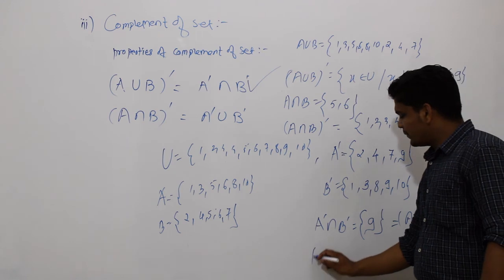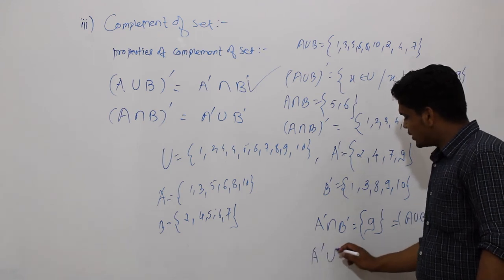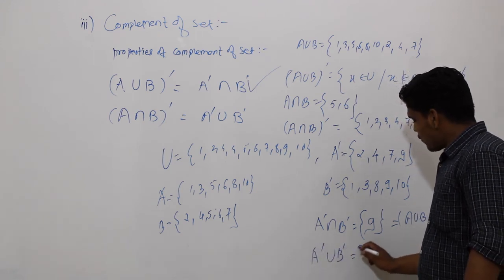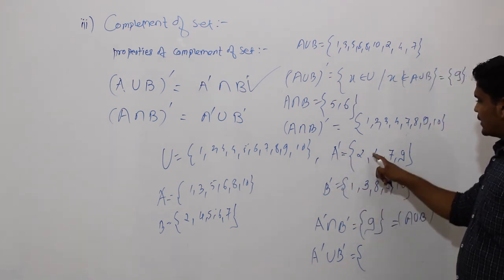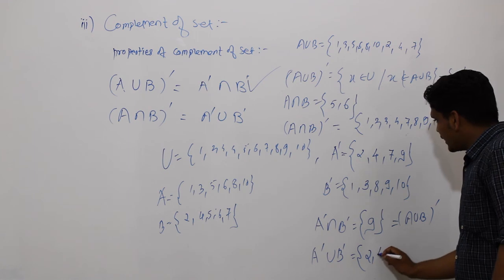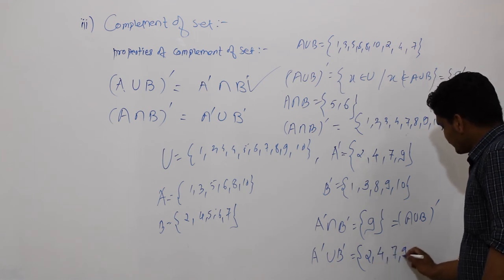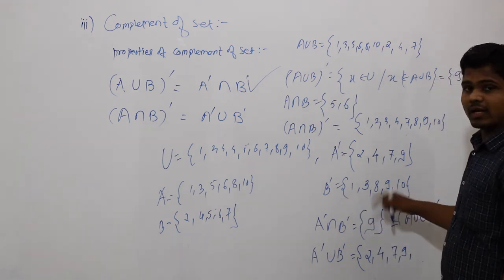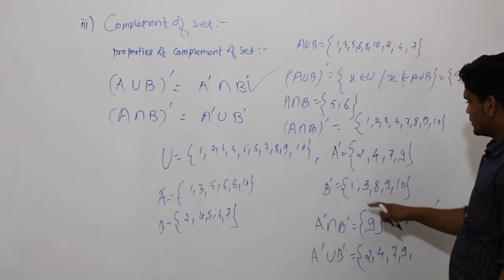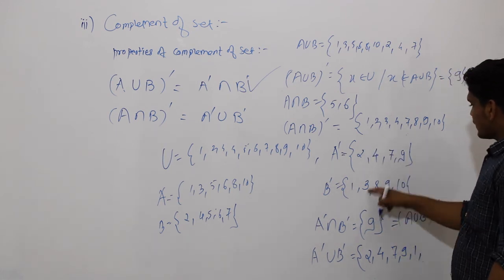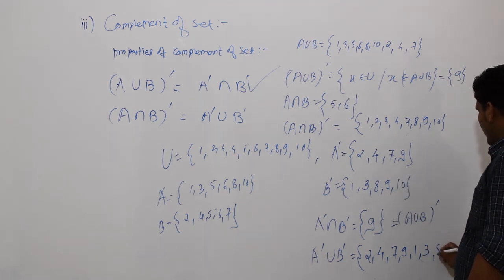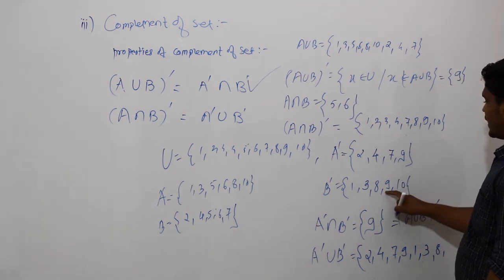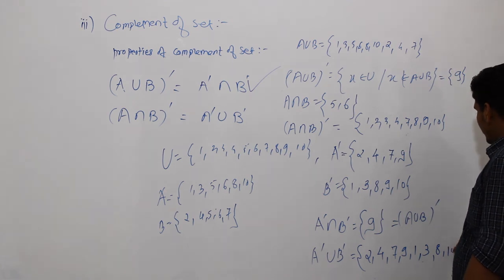Now I will calculate A dash union B dash. Okay, what is my A dash union B dash? Here it is A dash and it is B dash. I will take its union. I will first take A dash. Then I will take the elements of B dash that are not common with A dash. Now 1 is there. 3 is not there, yes, 3 I can take. 8 is there. Therefore I can add 8. I cannot add 9, since 9 is already there. I can take 10.